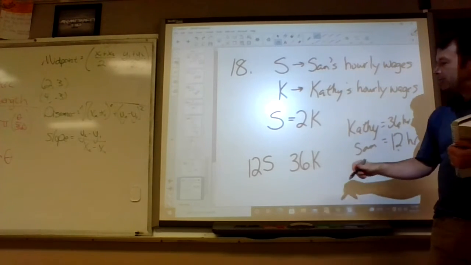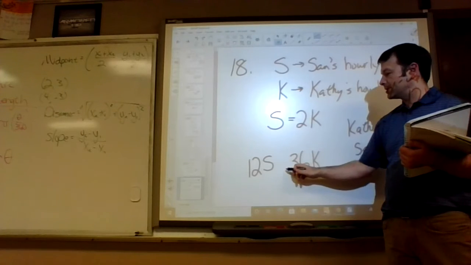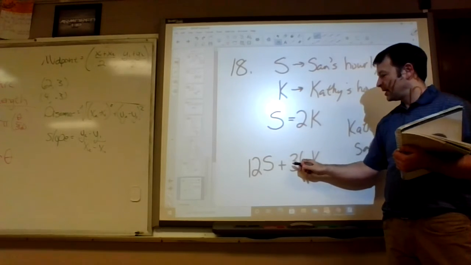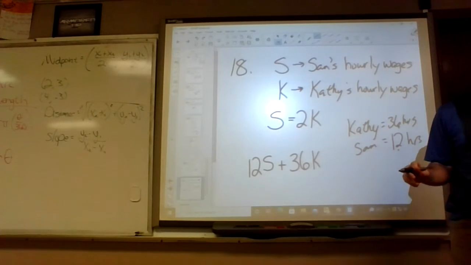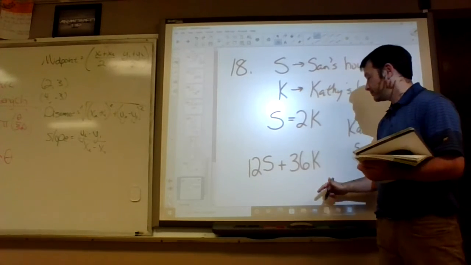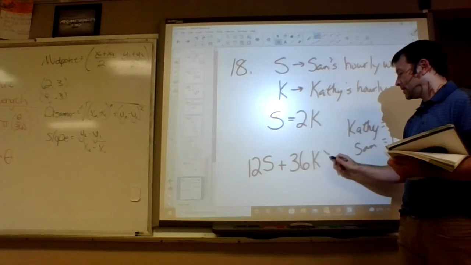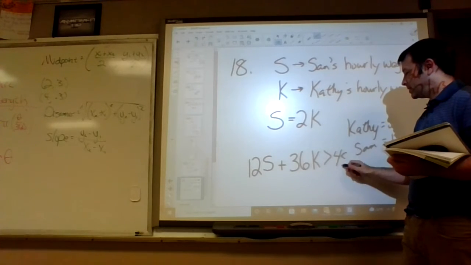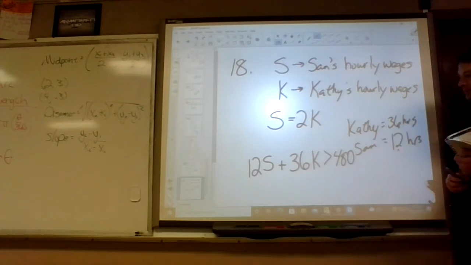How do I total their wages? Add, and it's supposed to exceed $480. So what does exceed mean? Greater than $480.